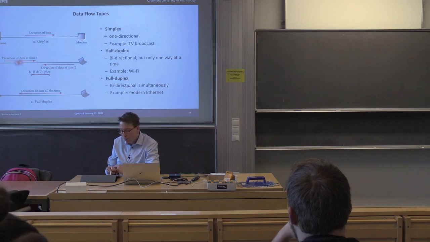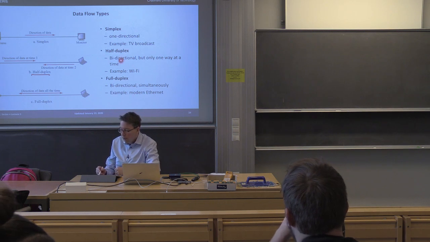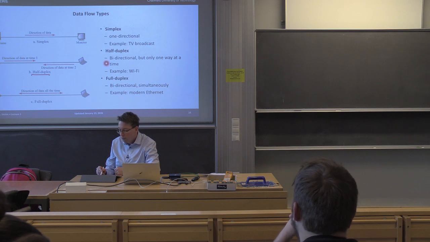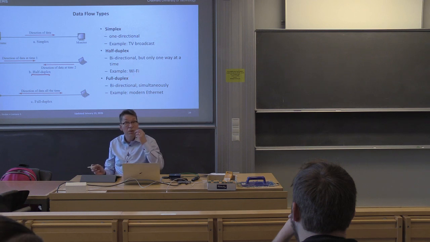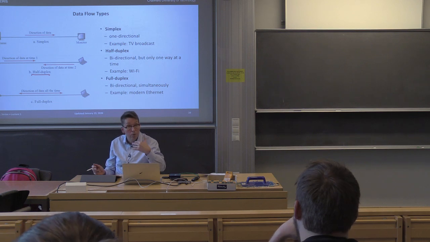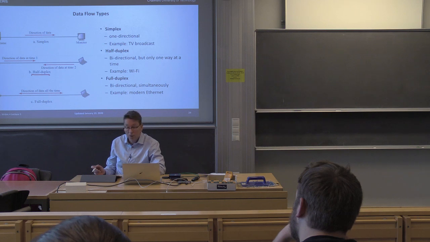So the forward and backwards directions need to share the same medium, and they cannot use the medium at the same time. One has to take turns. So a normal half duplex system is bidirectional, but only one way at a time. For instance, one example of this is Wi-Fi. So a laptop that transmits information cannot receive information at the same time as it's transmitting. Okay, but data can go back and forth to the network. Walkie-talkie is another type of half duplex thing.